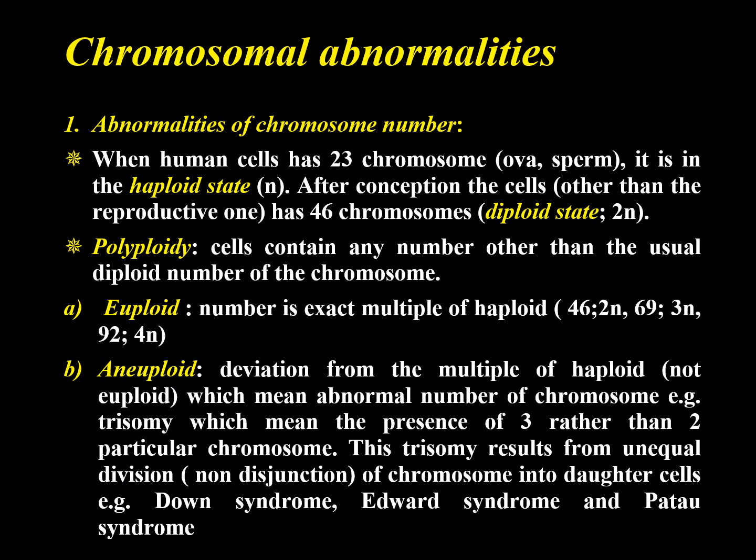Aneuploidy is a deviation from the multiple of the haploid. That is, the number of chromosomes is not an exact multiple of 23. For example, we have Down syndrome, which all of you are familiar with. Down syndrome is 47 chromosomes, and this is not a multiple of 23.